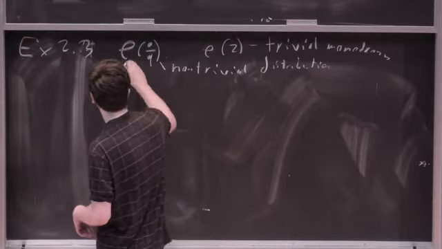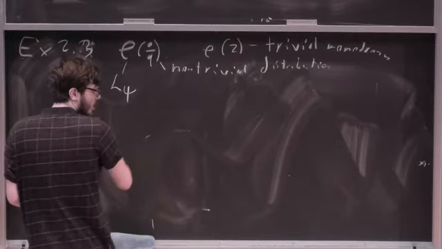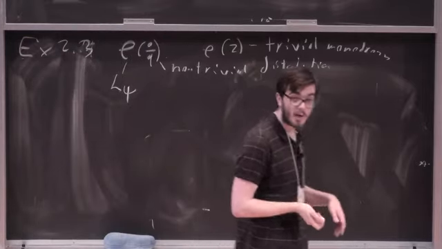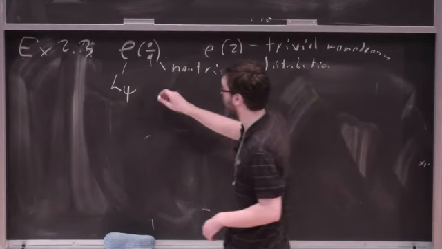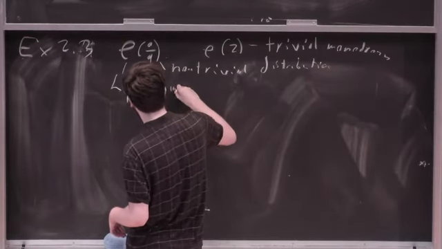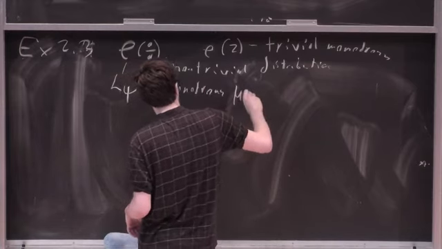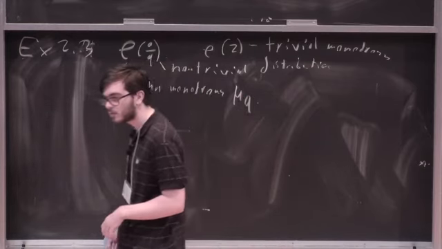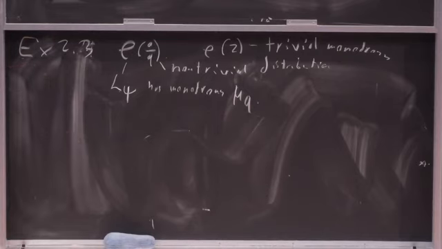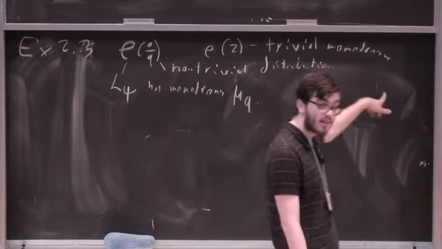And if you look at the associated sheaf, the Artin-Schreier sheaf LP, from the way it's constructed, you can check that it has a monodromy group mu q. So what's the problem? The problem is, of course, that this function does not have a regular singularity at infinity.